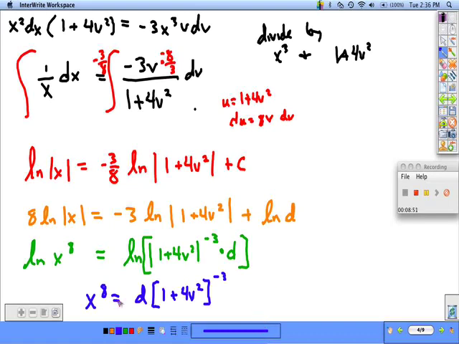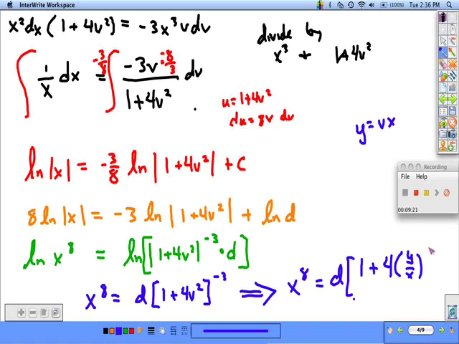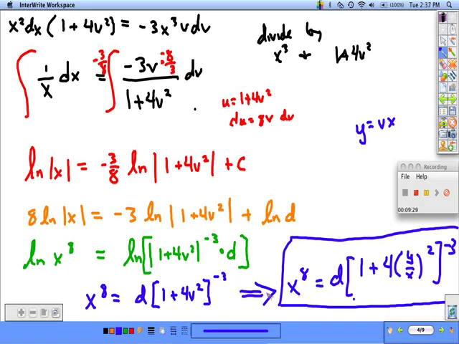But the original problem didn't have v in it, it had x and y. So last thing we have to do is do a substitution. x to the 8th is equal to our constant d times 1 plus 4. We had substituted y equals vx, so that means that v is equal to y over x. And this is a solution in terms of x and y of our original differential equation.